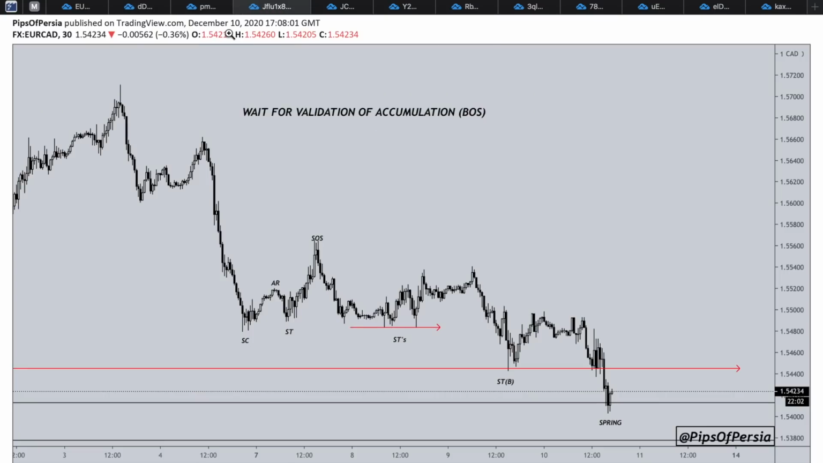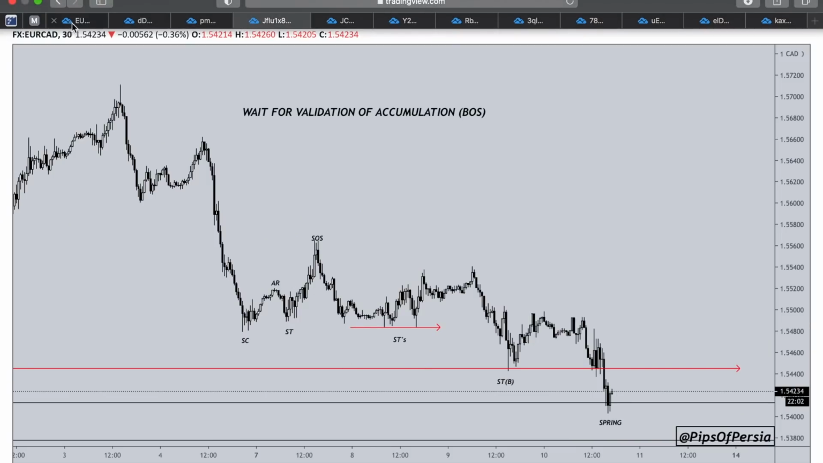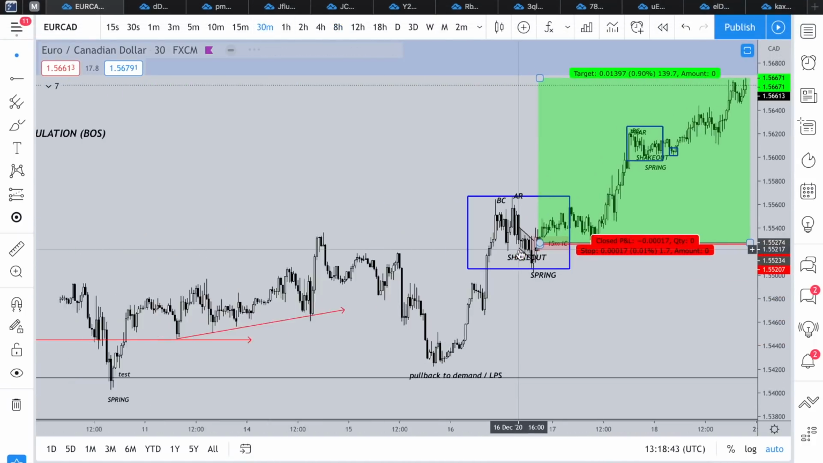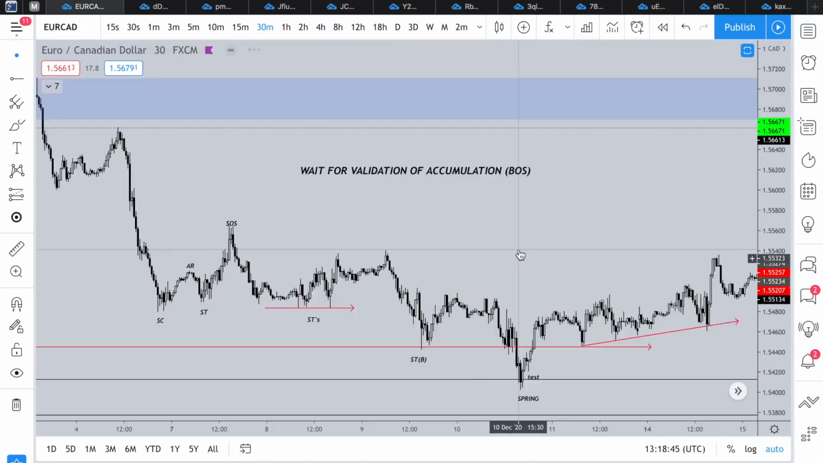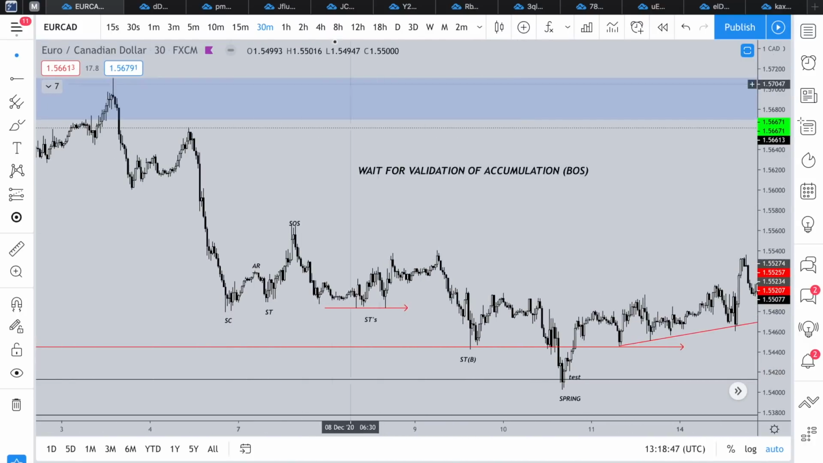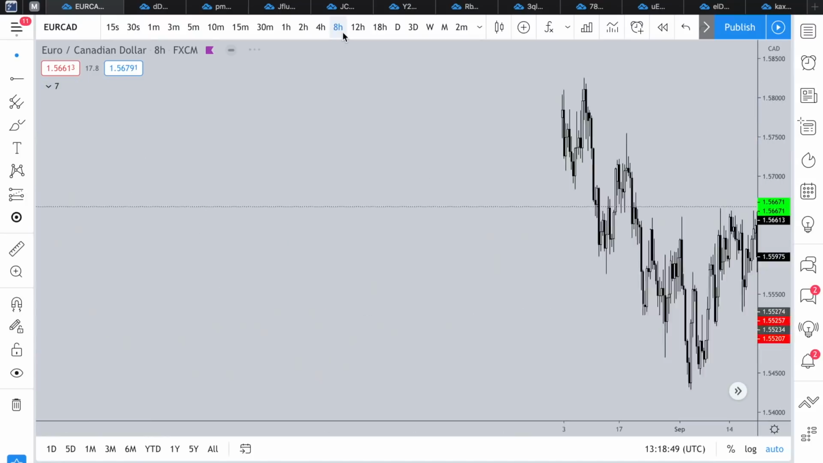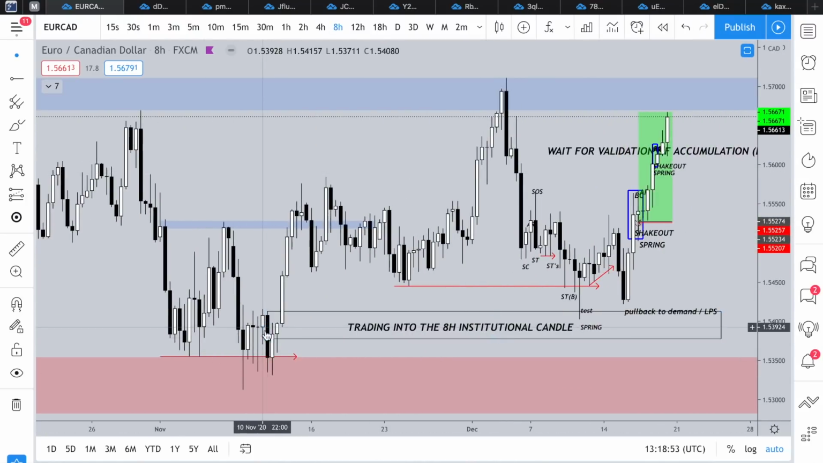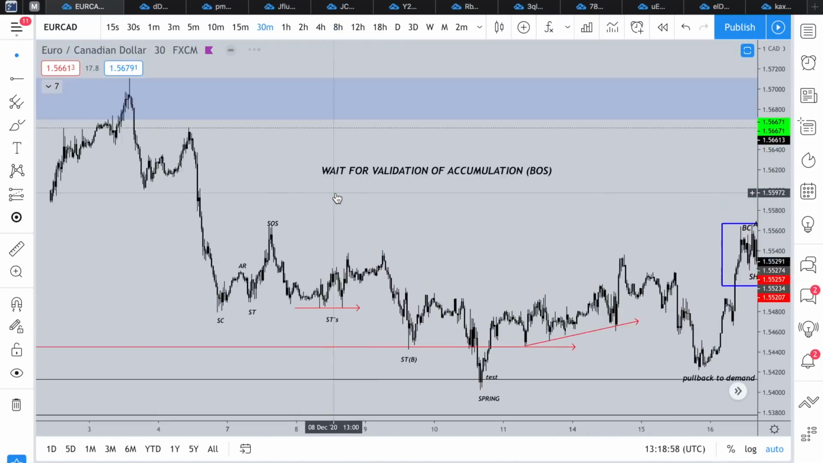This was taken on the same day, just an hour after, and this is now on the 30-minute time frame. As we approached that 8-hour point of interest, we started to get signs of accumulation. So let's go back here and have a look at that on the 30-minute time frame. This is the accumulation that started to form as we started to approach that 8-hour point of interest. So remember, that's the 8-hour point of interest. And as we started to approach it, we started to see signs of accumulation.